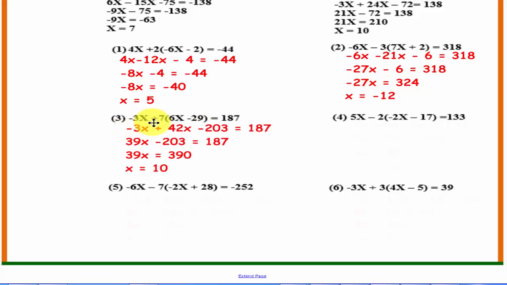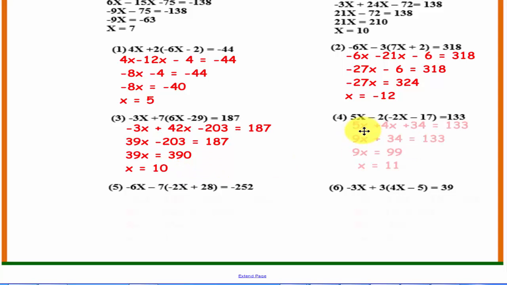Let's look at question number 3. Here we have negative 3x plus 7 times the quantity 6x minus 29 equals 187. Negative 3x plus 42x, 7 times 6 is 42x, and 7 times 29 is negative 203 equals 187. Negative 3x plus 42x equals 39x, and we have negative 203 equals 187. 39x equals, add a positive 203 to this side, add it to this side, it's 390. Divide that by two positives, x equals 10.